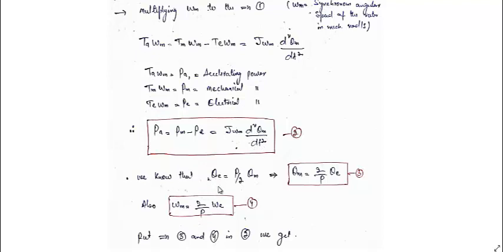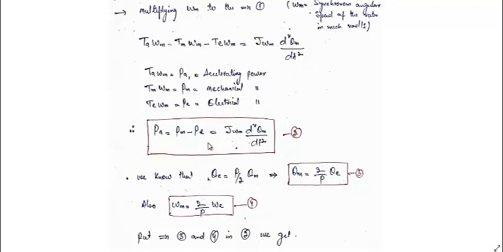Now we know that theta e is equal to P by 2 into theta m, that is the relation of mechanical angle and the electrical angle, and theta m will be equal to 2 by P into theta e. Similarly, omega m will be equal to 2 by P into omega e. By simply differentiating them, we get this equation.